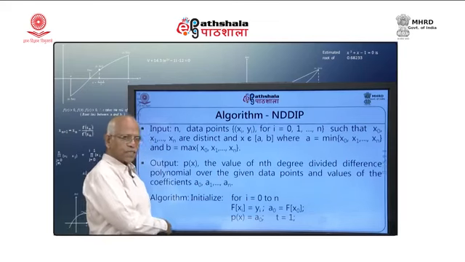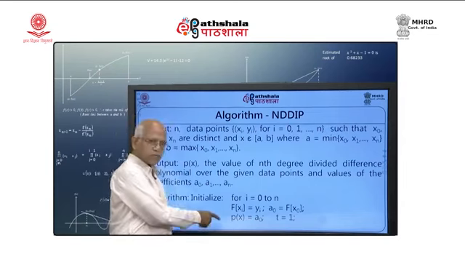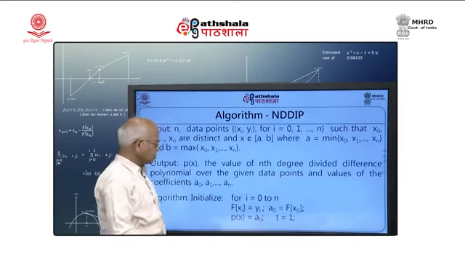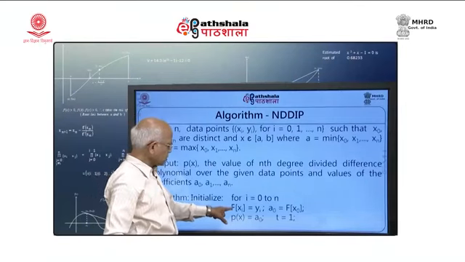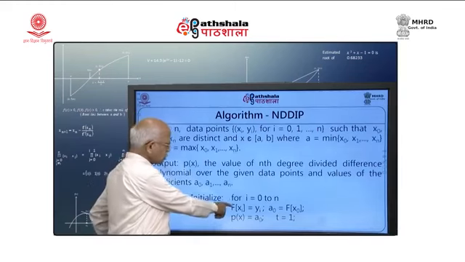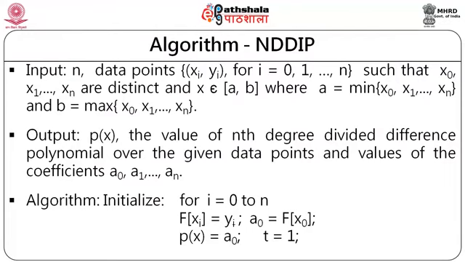We need to initialize the algorithm here, and initialization will be done as per i, for i equal to 0 to n. So, we are first initializing the 0th divided differences. As you know, 0th divided differences are nothing but the values of y i only, and a 0 is given by f x 0. So, that means the first coefficient of the polynomial, a 0, is given by f x 0.